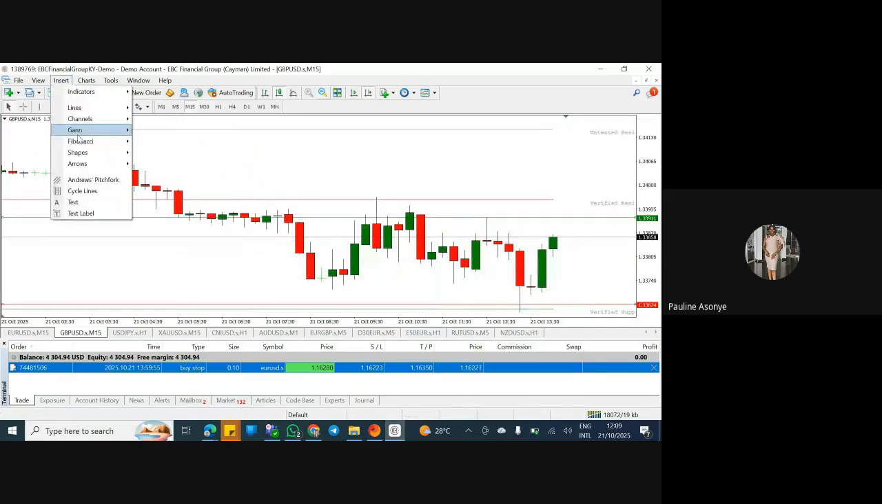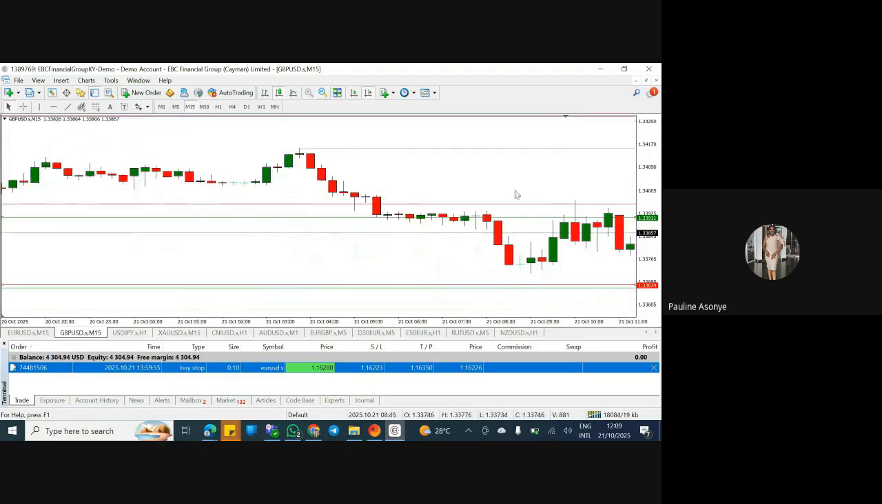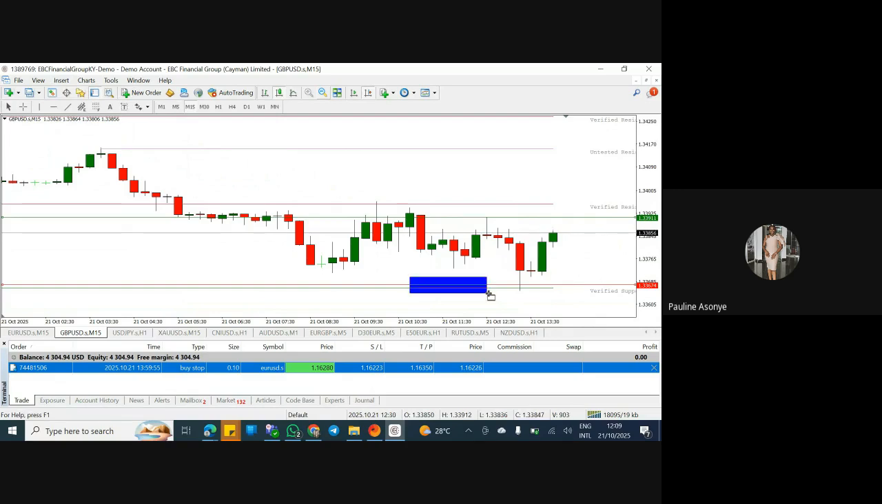So let's use this triangle. So we can see here that in our triangle. Are you seeing this is a verified resistance? This is a verified support. This is a support zone, right? Because price has tested here. One, this is the first time. This is the second time. This is the third time.